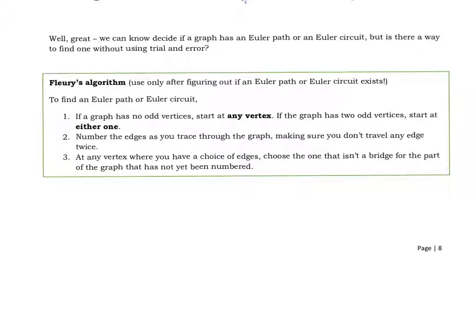So we have this algorithm that says if a graph has no odd vertices, start at any vertex. If the graph has two odd vertices, start at either one. The second part is number the edges as you trace through the graph, making sure you don't travel any edge twice. I hope I demonstrated that before. 3. At any vertex where you have a choice of edges, choose the one that isn't a bridge for the part of the graph that has not yet been numbered.